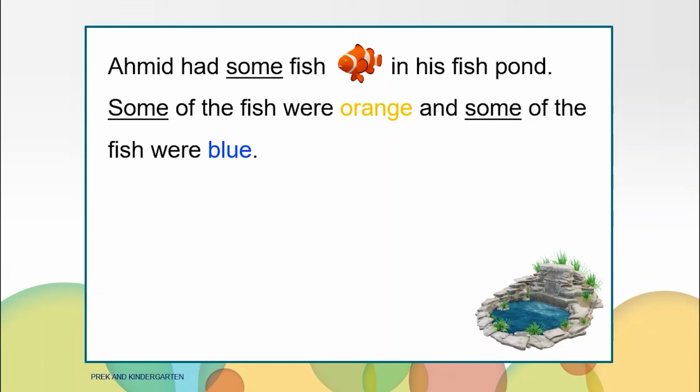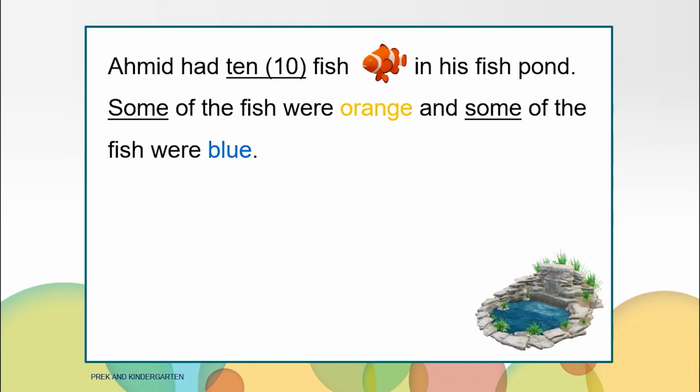Ahmed has some fish in his fish pond. Some of the fish were orange and some of the fish were blue. What new information did we find out? Some of the fish were orange and some of the fish were blue. Continue to picture the story in your mind.